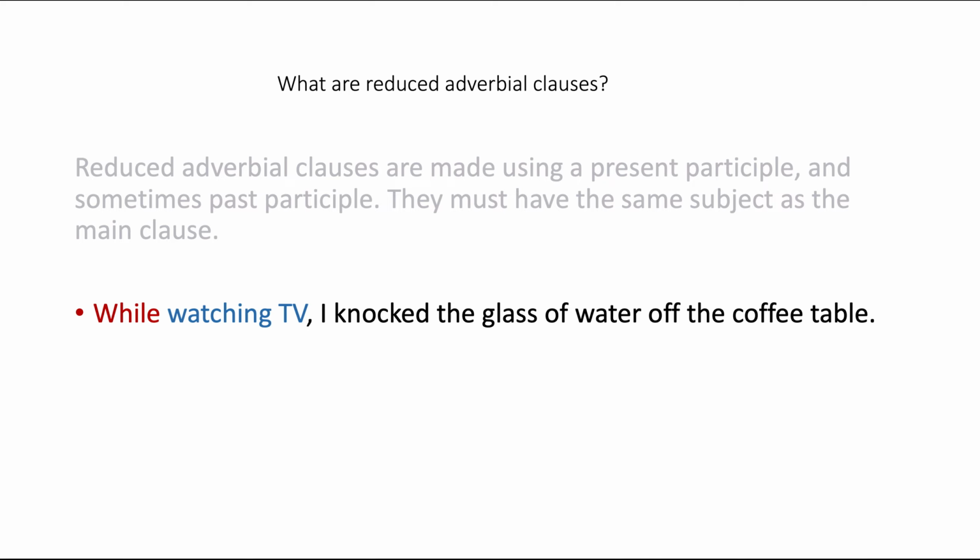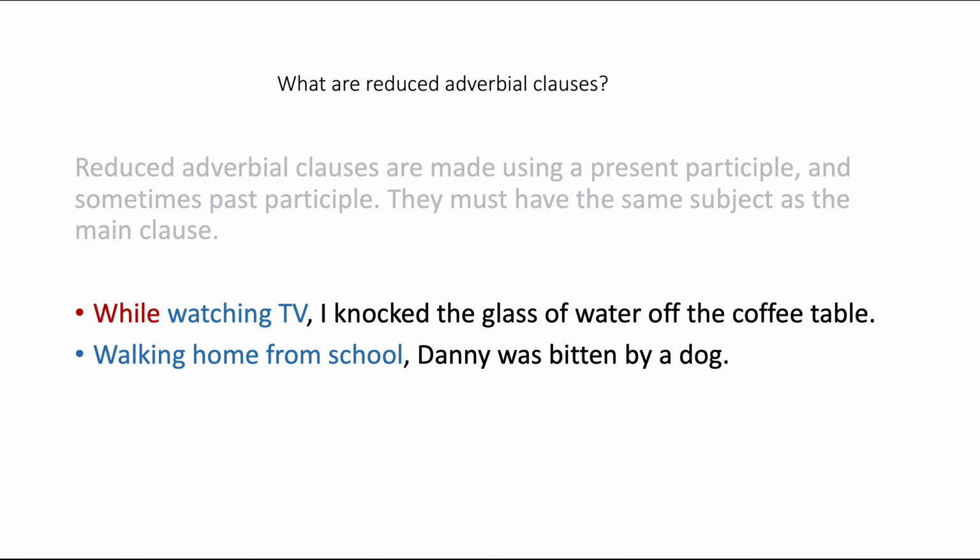So the goal is to use either a present participle or a past participle without the subject or without the modal auxiliaries, just to avoid repetition, because we already have the subject in the main clause and we don't want to repeat it. And also, we already have a context in the main clause, and it tells us what the time or the tense of the verb is in the adverbial clause. So if it can be easily guessed from the main clause what the subject is and what the tense of the main verb in the adverbial clause is, you should really go ahead and reduce it to avoid repetition.